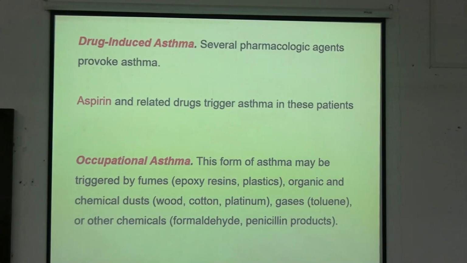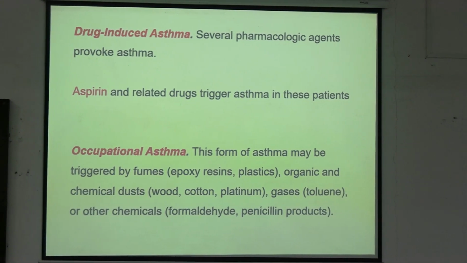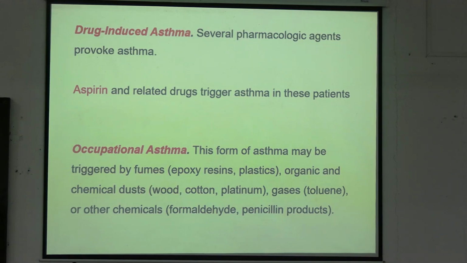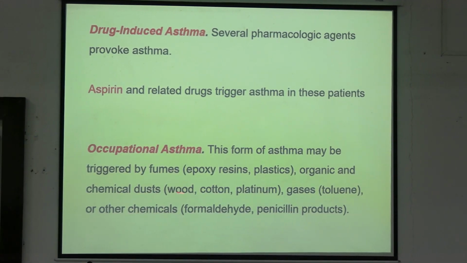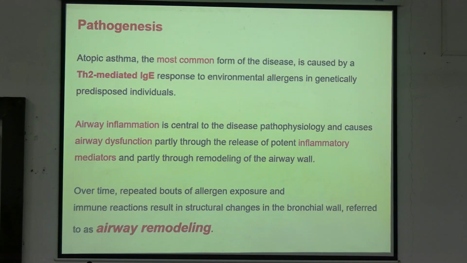And occupational asthma, like people working in many factories where there is fume production or there is organic and chemical dust. They are inhaling some types of gases like toluene, or they are working with some chemicals like formaldehyde which may trigger asthma. So what is the pathogenesis? Pathogenesis we have already studied in the previous slide.